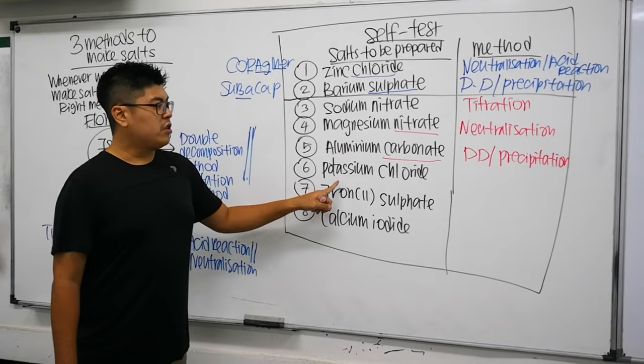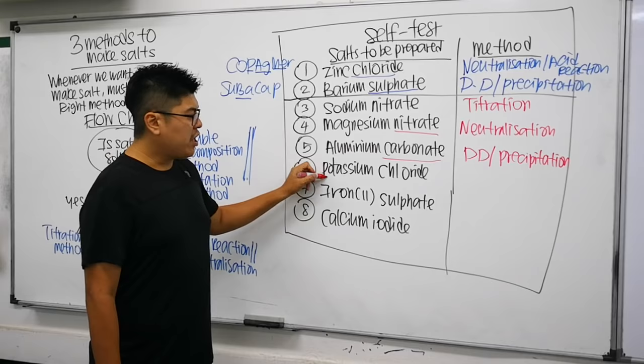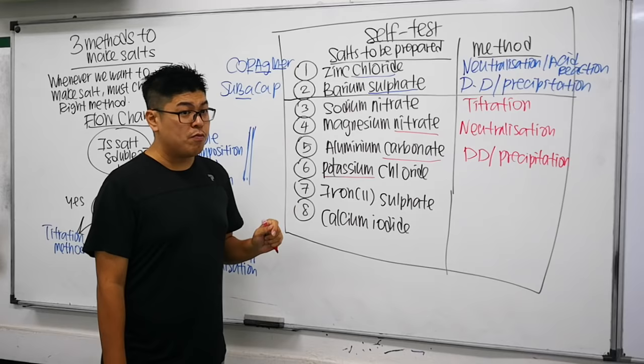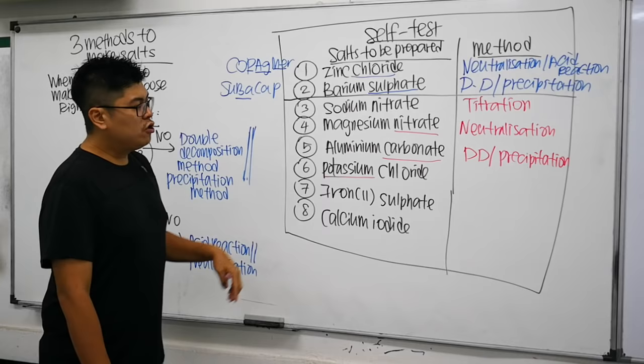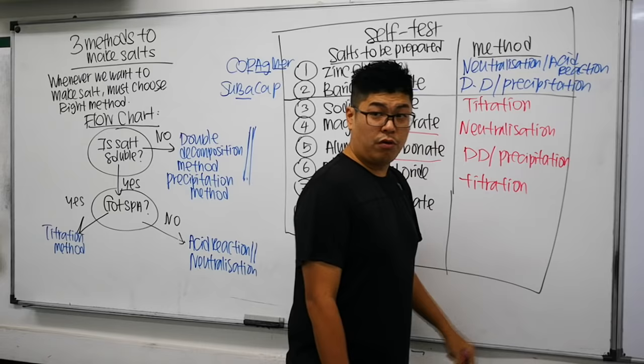Potassium chloride. So you can either look at the chloride side, or the potassium side also can. Potassium is the spar. So anything that has sodium, potassium, ammonium, confirm soluble. All right. Then the spar here you have, you have the potassium. So soluble and spar, hydration. This is the method you should use.